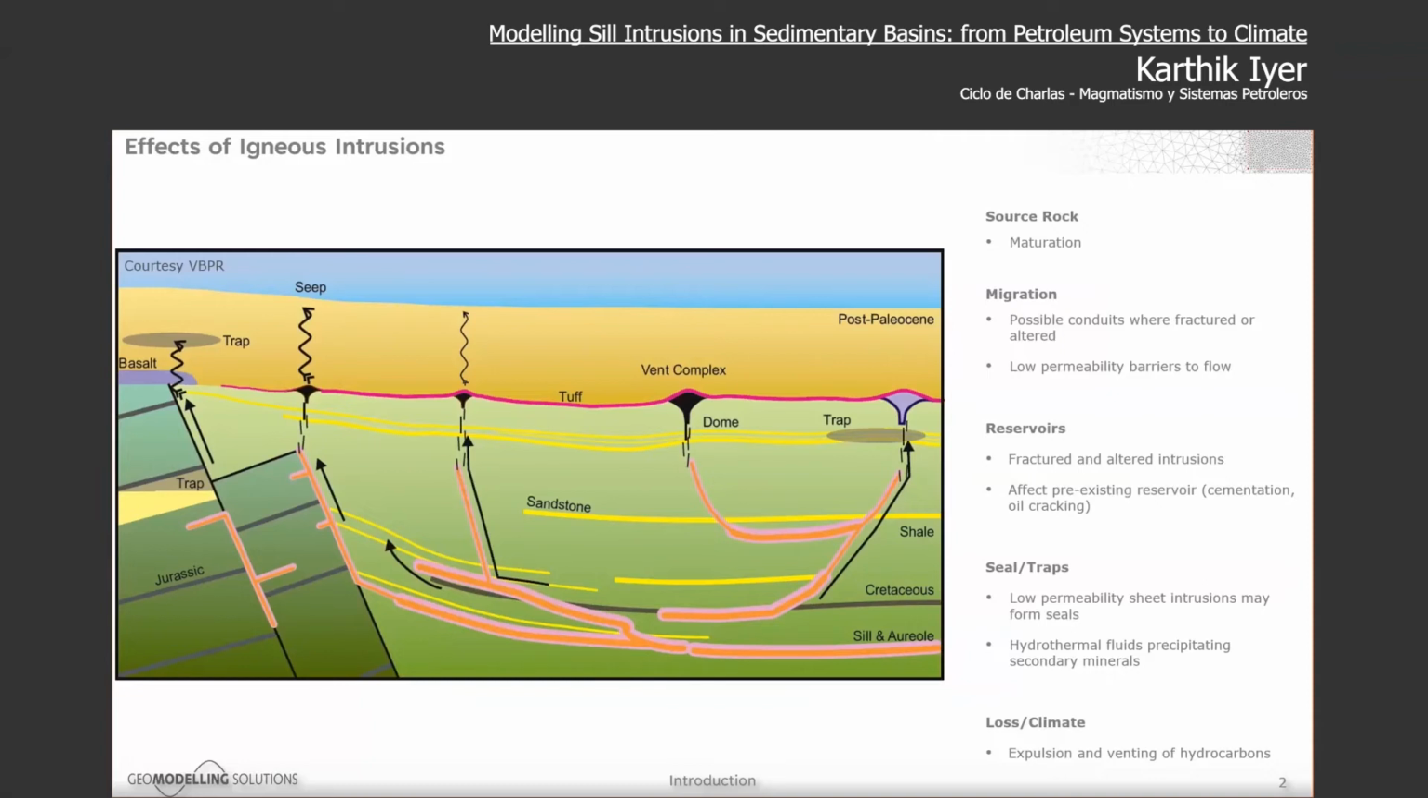Besides that, it can also affect reservoirs. It can act as a reservoir itself, in the case where we've already seen in Argentina itself during Lassi, that the sills cool down, fracture, and then the hydrocarbons migrate into the sills themselves and stay there. So it acts as a quasi-reservoir.